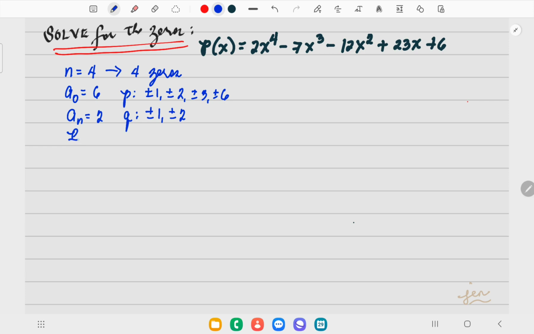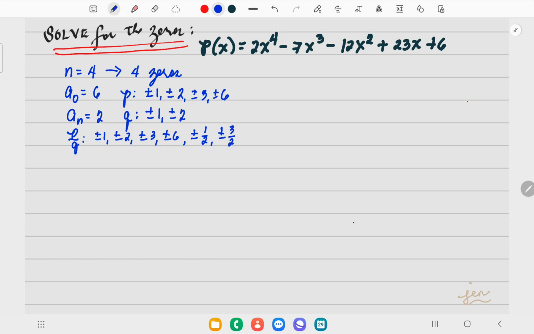Then, all the possible rational zeros, the p divided by q. All the p's 1, 2, 3, and 6, when divided by 1, will be the same: plus and minus 1, plus and minus 2, plus and minus 3, plus and minus 6. Then 1 divided by 2 is not yet on the list, so we write that down. 2 divided by 2 is 1, no need to write because no repetitions. 3 divided by 2 is not yet on the list. Then 6 divided by 2 is 3, which is already on the list.